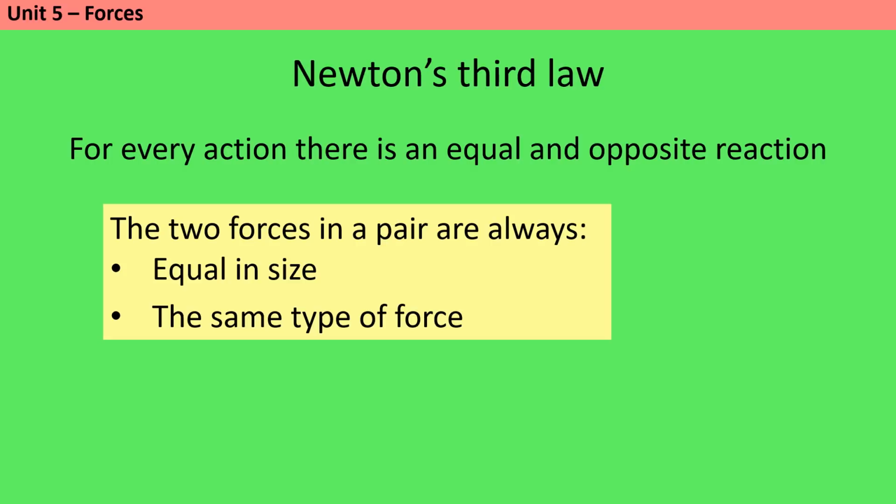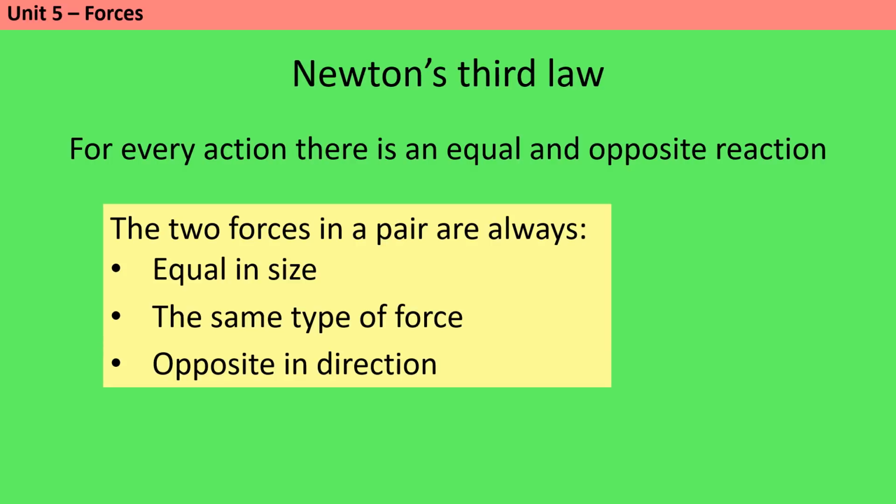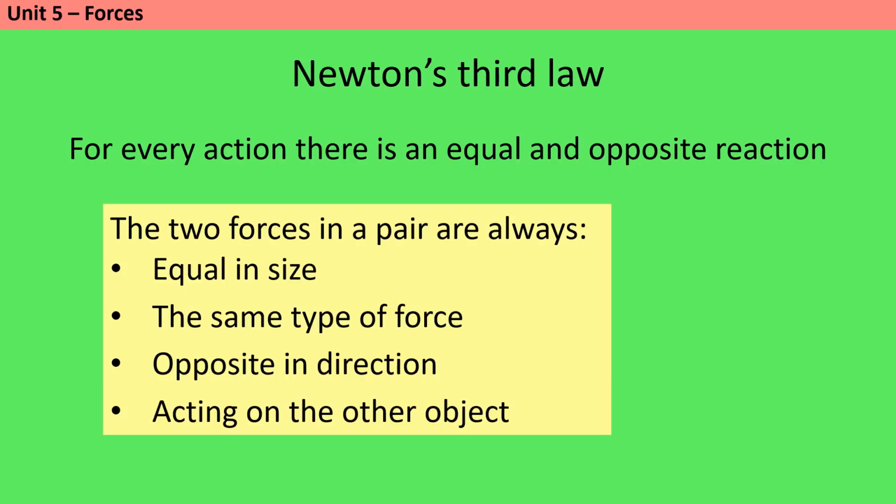The second thing is that it's always the same type of force. So in that example, it's a push and a push. You're never going to have a push combined with a pull. The third thing is that they are opposite in direction. So the book is pushing down on the table and the table is pushing up on the book. And then finally, the forces are always acting on the other object. So it's the book pushing on the table, and the interaction pair is the force where the table pushes back on the book.